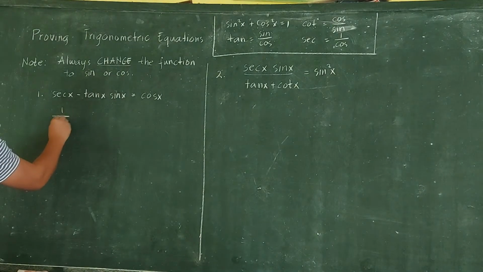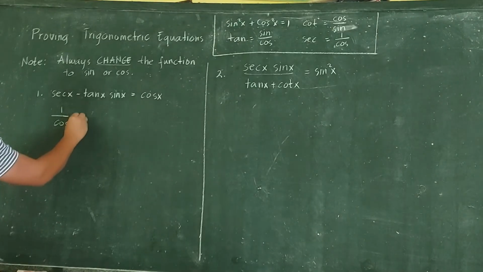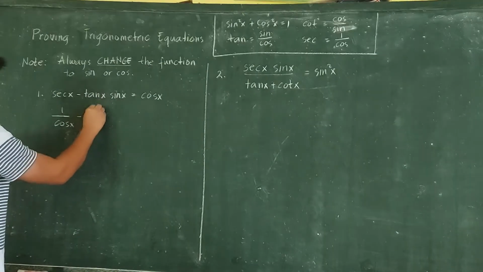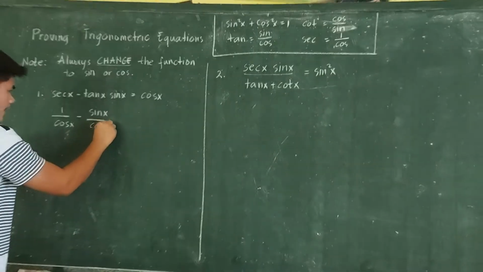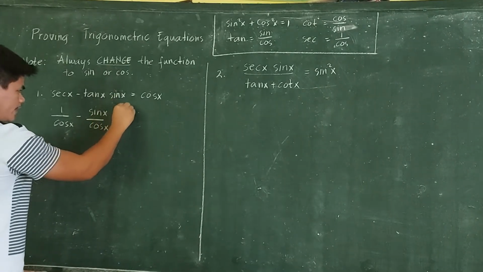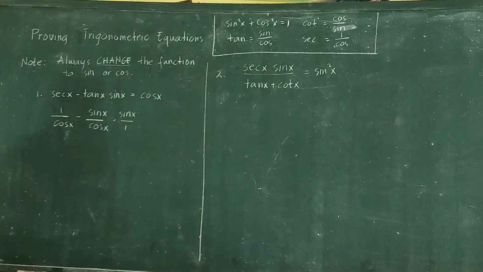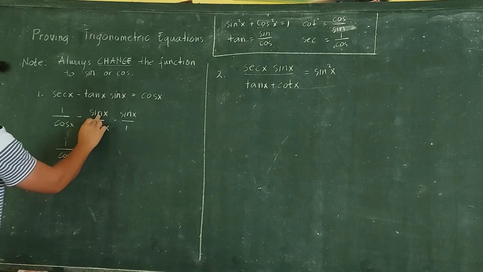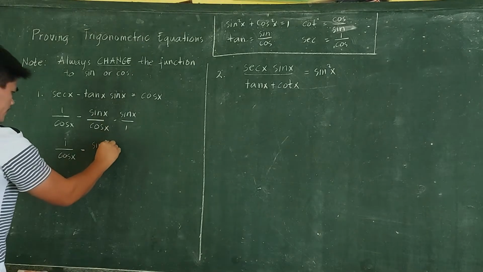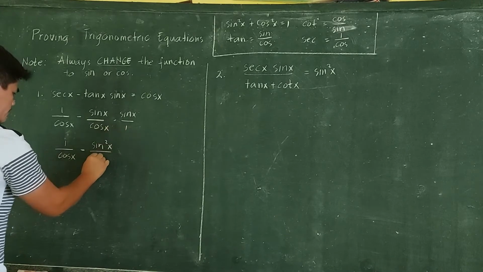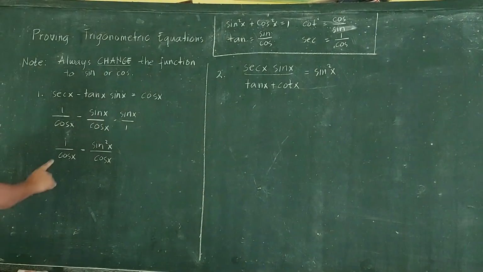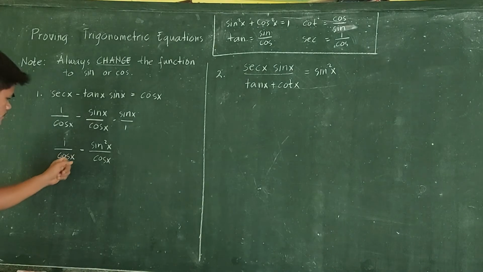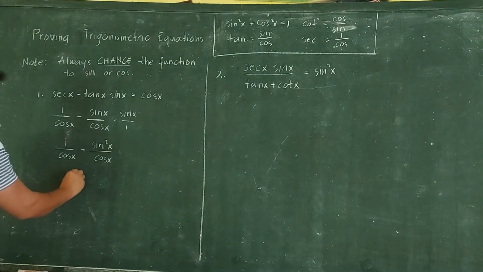Now, secant x. Secant x is 1 over cosine. So we'll change that to 1 over cosine x minus the tangent x, which is sine over cosine. So we have sine x over cosine x times sine x over 1. Continue with the process. 1 over cosine x minus sine x times sine x is sine squared x over cosine x times 1 is cosine x. Now, this is two fractions, and we call these similar fractions because they have the same denominator.